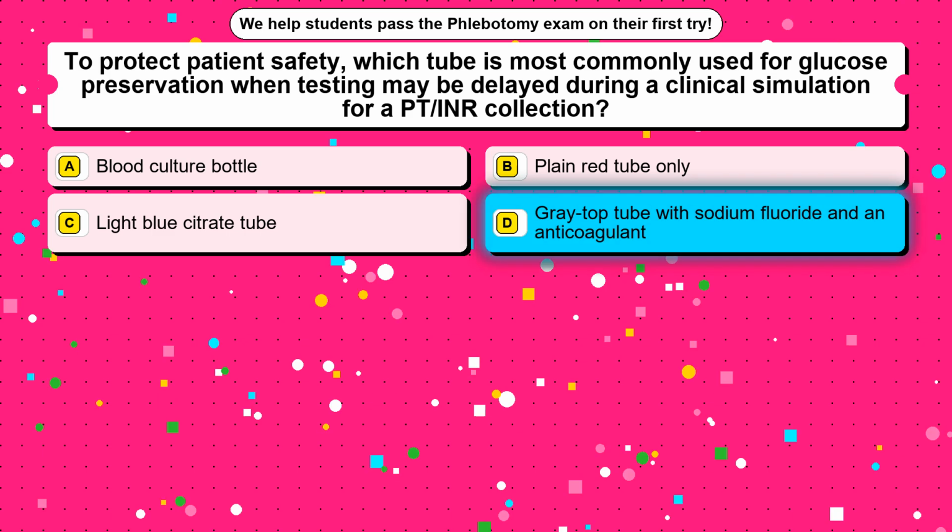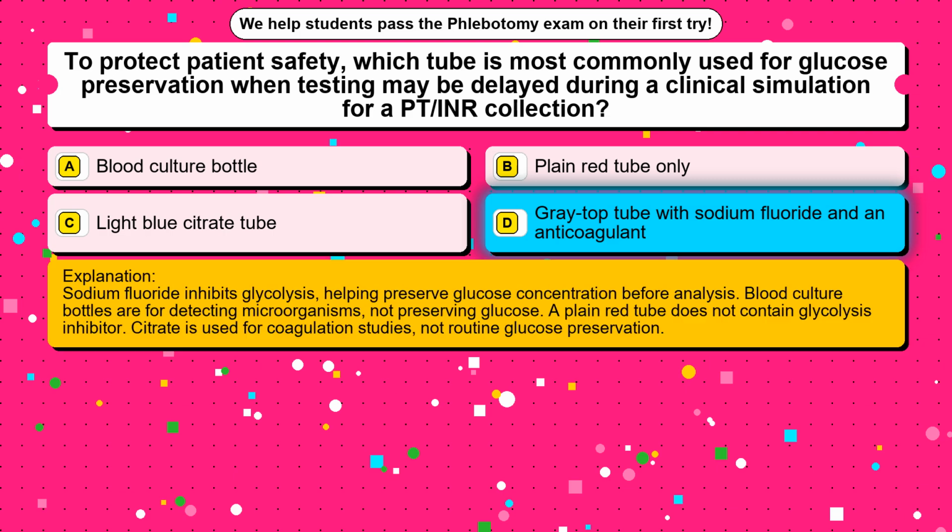The correct answer is option D. Gray top tube with sodium fluoride and an anticoagulant. Sodium fluoride inhibits glycolysis, helping preserve glucose concentration before analysis. Blood culture bottles are for detecting microorganisms, not preserving glucose. A plain red tube does not contain glycolysis inhibitor. Citrate is used for coagulation studies, not routine glucose preservation.